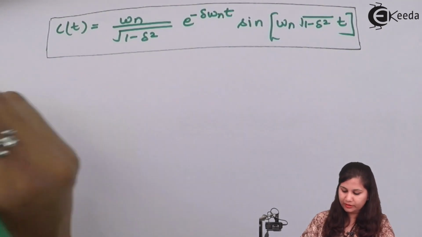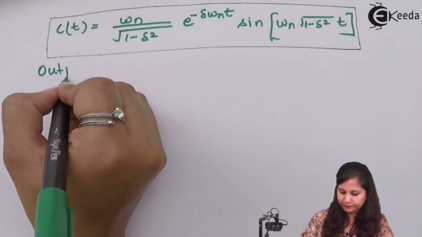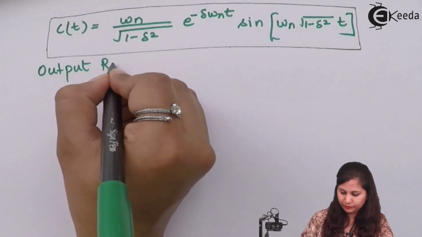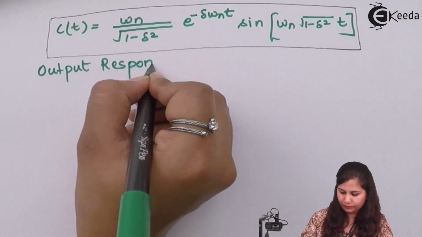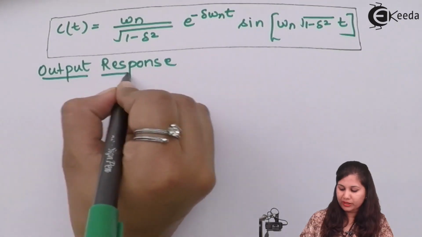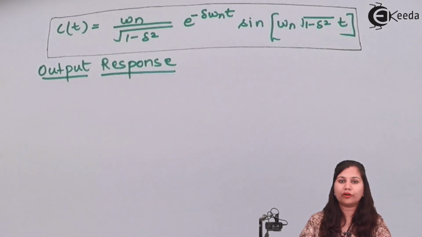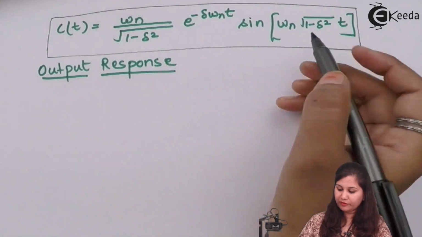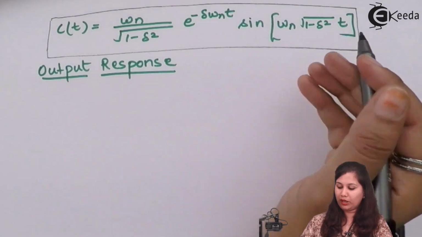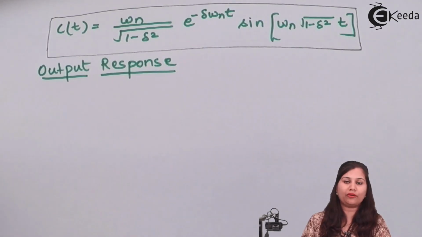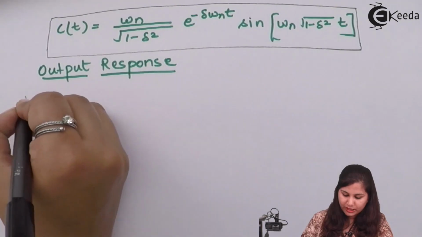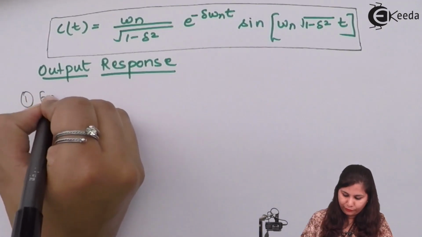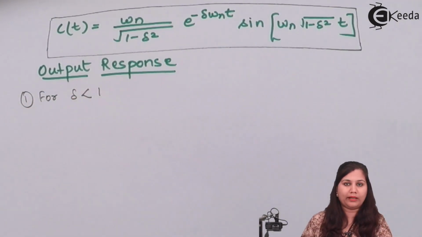We can write it here. Output response of a second order control system for a unit impulse function. Now we are going to take different values of delta. We are going to consider what will be the output response for different values of delta. So our first case is for delta less than 1.